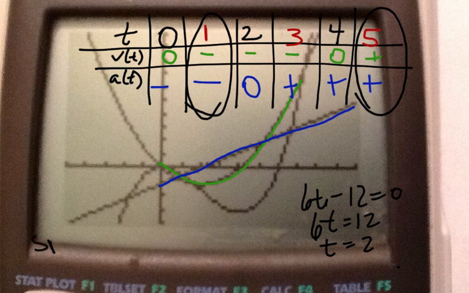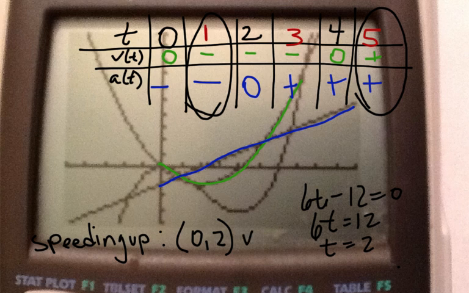So we would say that it is speeding up on the interval from 0 to 2. Remember, 1 was an arbitrary number we picked to see what was going on between 0 and 2. And also on the interval of 4 to positive infinity. Okay, that's where the signs are matching of the acceleration and the velocity. That's when it is speeding up.